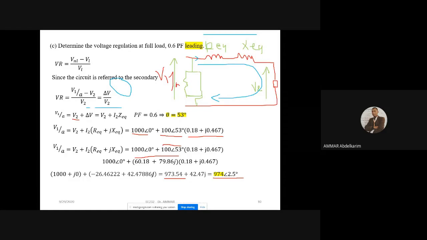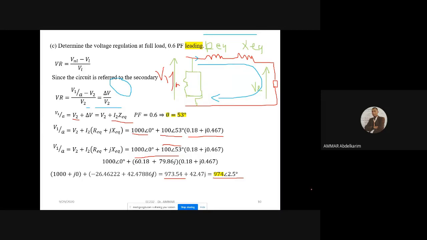V2 is the load voltage, the voltage across the load, plus delta V, which is the voltage drop: the current multiplied by the equivalent impedance of the transformer. After doing those calculations, the angle plays an important role. The sign of the angle, not the angle itself, if it's positive or negative. Because it's a leading power factor, the sign here is chosen negative.